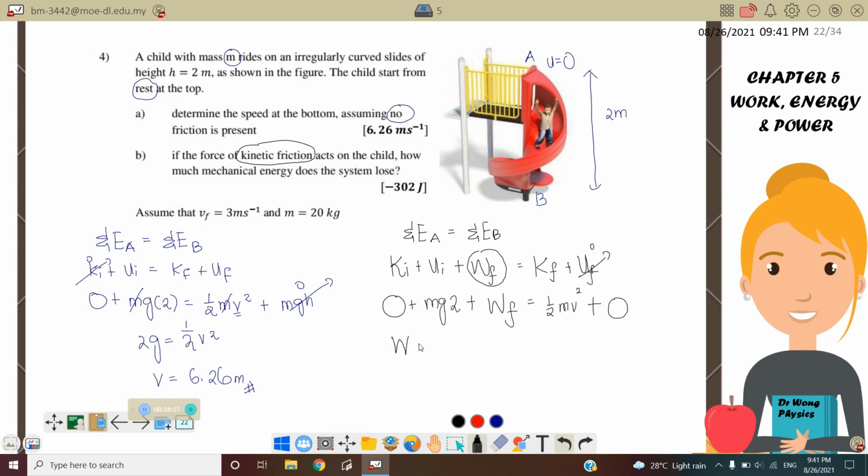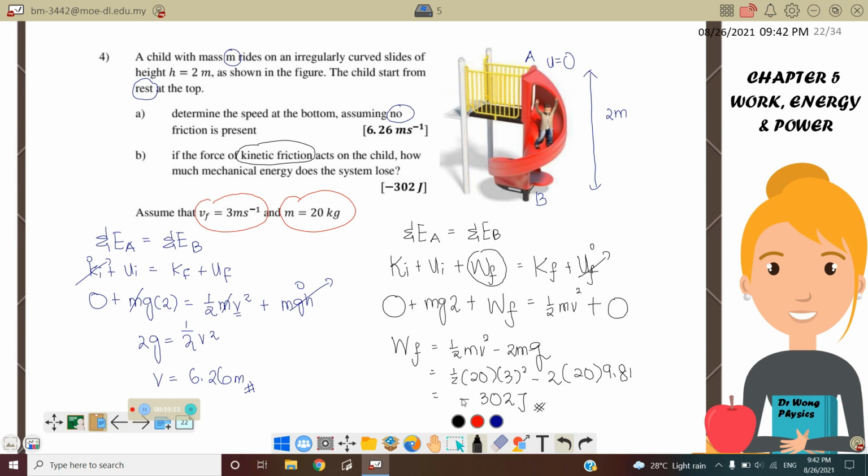So our energy loss is equal to the work done to overcome the friction. So it's half mv squared minus 2mg. Based on what the question already gives us, assuming the final v with kinetic friction is 3 meter per second and m at that moment is 20 kg. So we substitute into the equation: half times 20 times 3 squared minus 2 times 20 times g, where g is 9.81. So the answer that you get is negative 302 joule.